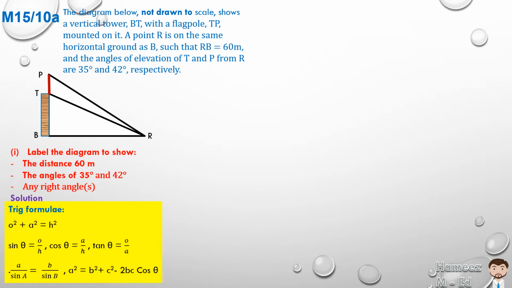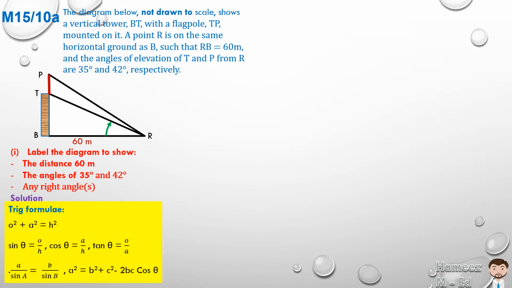And you can see that 60 meters will be the base of the triangles, and then the angles of 35 degrees and 42 degrees. So let's recall from the question above that the angle of elevation of T from R is 35 degrees. What that means is that if we stand at R and we look horizontal, then we will be looking at B. And if we turn our eyes slowly upwards until we see T, then that is the angle of elevation, which we have indicated in green.